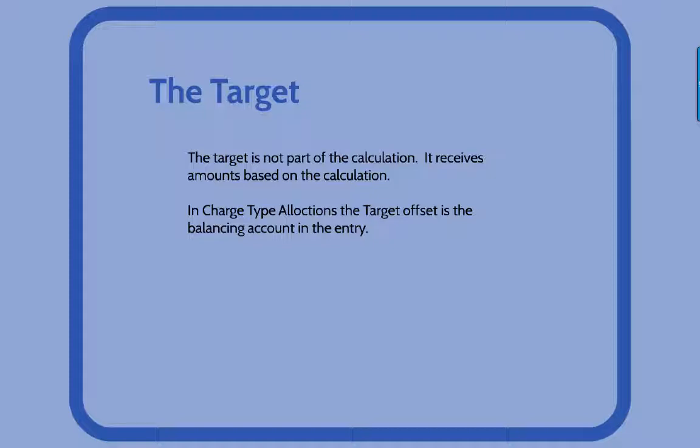Okay, so this slide is not as great as it could be, but the target, if it is a split type, gets the balancing entry in tandem with the source to make the entry. If it is a charge type, the source gets no entry, the target defines both parts of the entry. Okay?